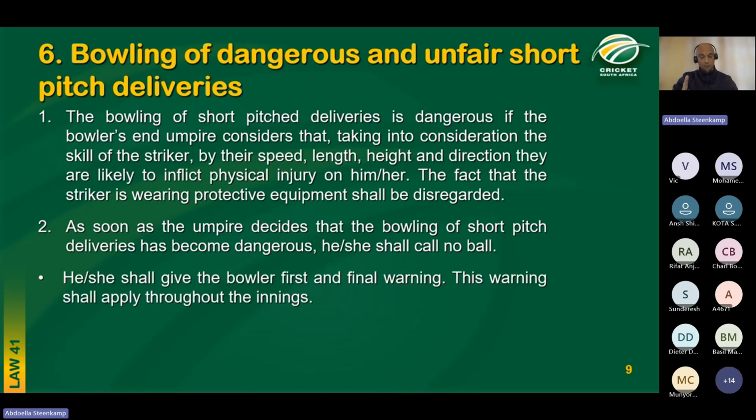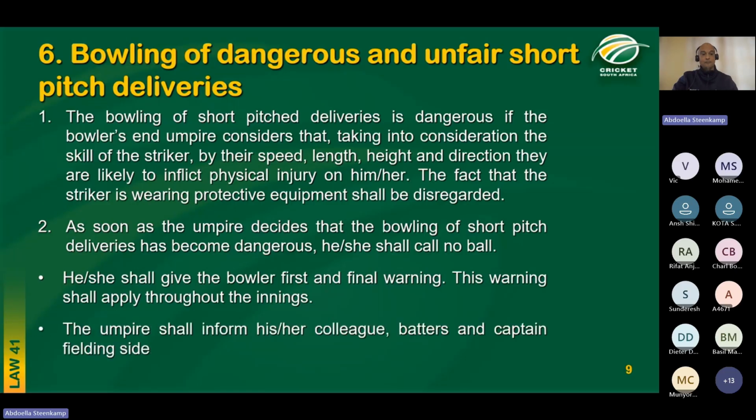Then, after calling and signaling no ball, you'll call the bowler and tell the bowler, this is your first and final warning, and this warning applies to you throughout this innings. You'll inform your colleague, the captain of the fielding side and the batters of the first and final warning that you've given.